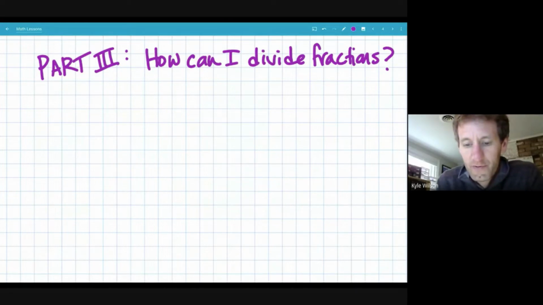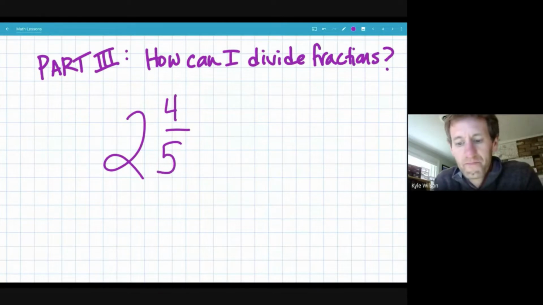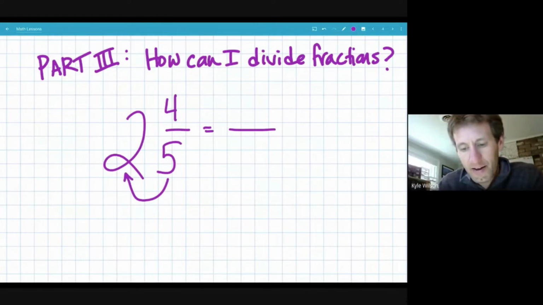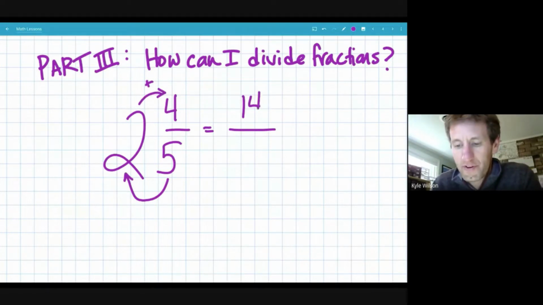So just as a review, if I have 2 and 4/5, for example, and I want to create a fraction greater than 1, I'm going to take 5 and multiply it by 2. That will give me 10. Then I'm going to take 10 and add it to 4, and I get 14. My denominator will stay the same.